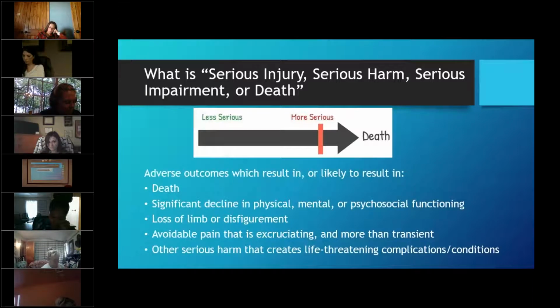What is serious injury, serious harm, serious impairment, or death? Adverse outcomes which result in or are likely to result in death, significant decline in physical, mental, or psychosocial functioning, loss of limb or disfigurement, avoidable pain that is excruciating, and more than transient or passing. Other serious harm that creates life-threatening complications and conditions.